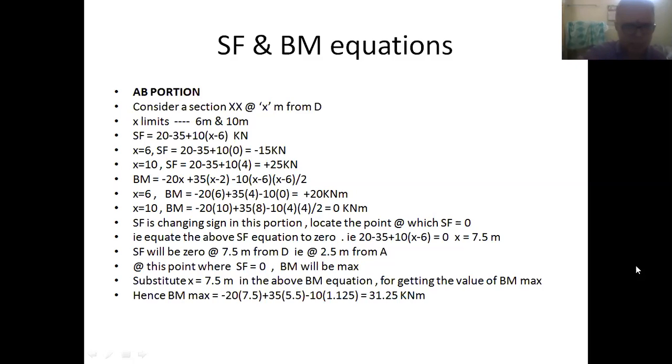So friends, measure a distance of 7.5 meters from point D in the reverse direction, and you will certainly get the point at which SF will be equivalent to 0. Indicating these points is very essential on SF and BM diagrams. And finally, friends, at the point at which SF is equivalent to 0, bending moment will be maximum. So we have to make additional calculations. Additionally, we have to find the maximum value of bending moment. If we don't find the maximum value of bending moment, we cannot complete the diagram. So at the point where SF is equivalent to 0, bending moment will have its maximum value.